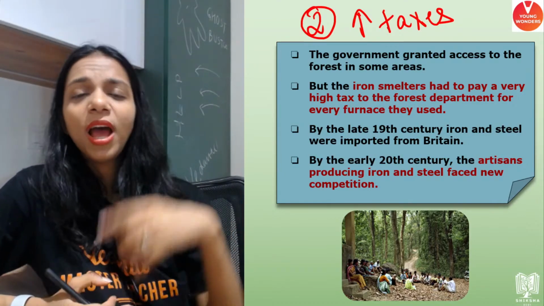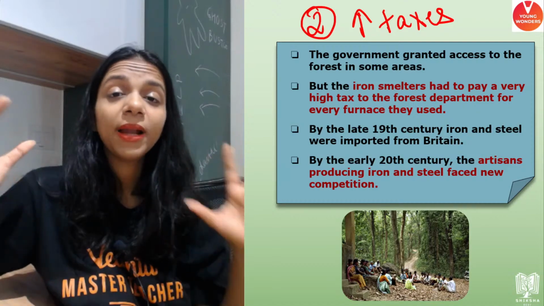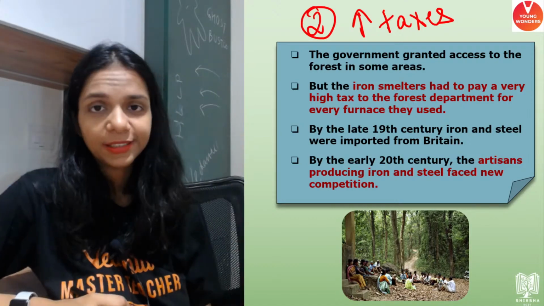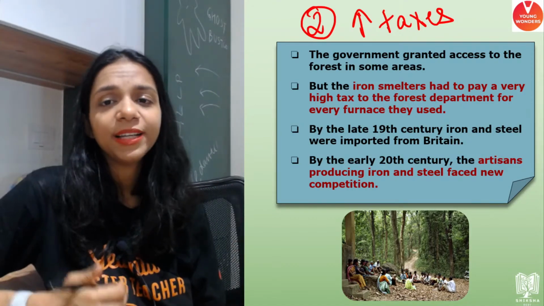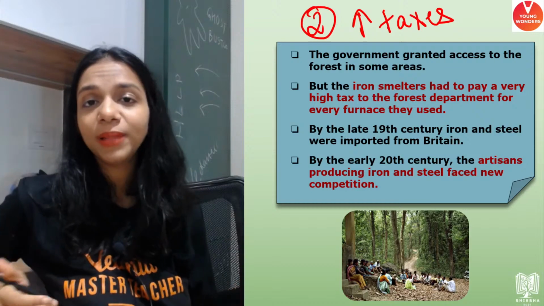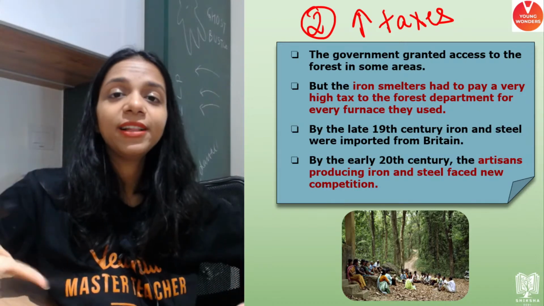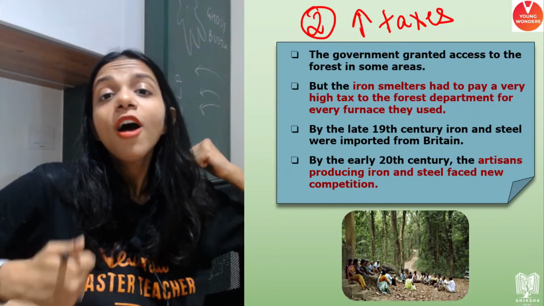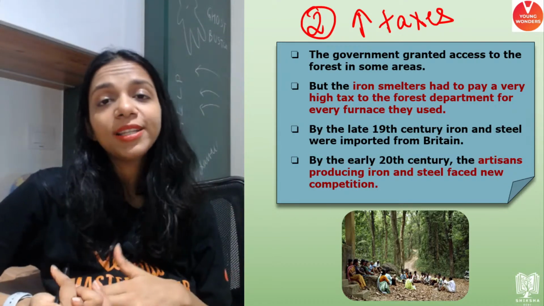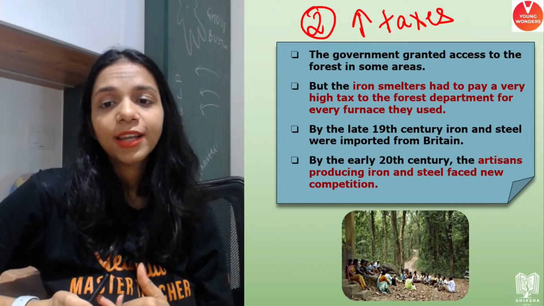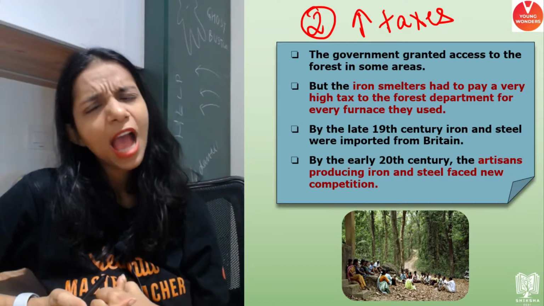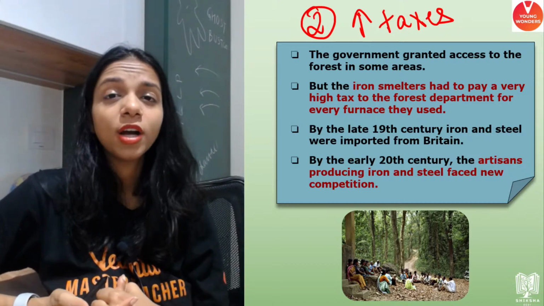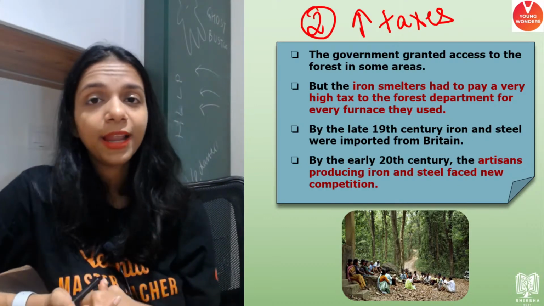So the British said, okay, you want to use the furnace, but every month give us 1000 rupees. Now these small iron smelters, first of all, you stop them from entering the forest. Where will they get their charcoal? Where will they get their raw material? Right now, on top of it, you are saying that give us tax also. Right? So by the late 18th century, our iron smelters said that this work is getting difficult day by day.